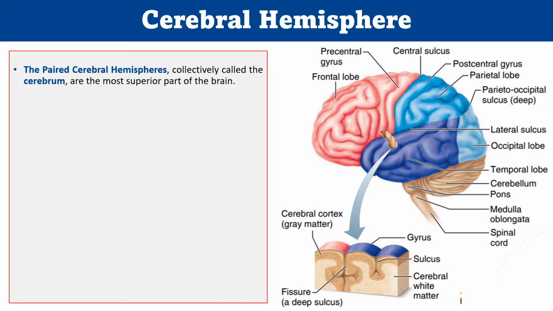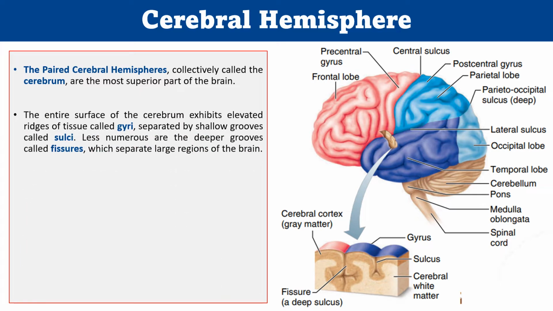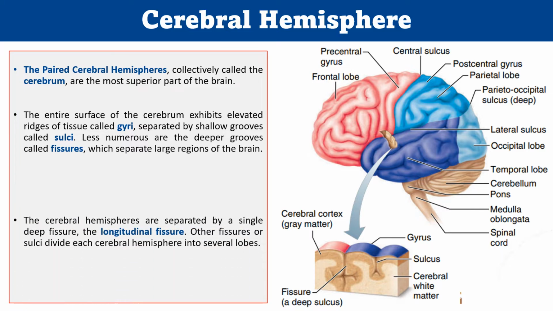The paired cerebral hemispheres, collectively called the cerebrum, are the most superior part of the brain. The entire surface of the cerebrum exhibits elevated ridges of tissue called gyri, separated by shallow grooves called sulci. Less numerous are the deeper grooves called fissures, which separate large regions of the brain.